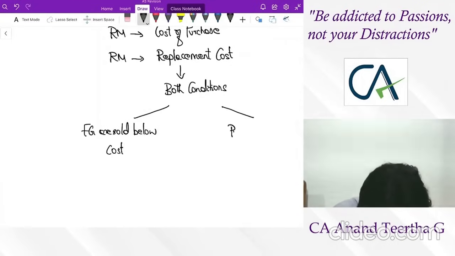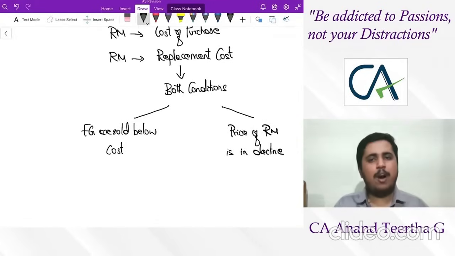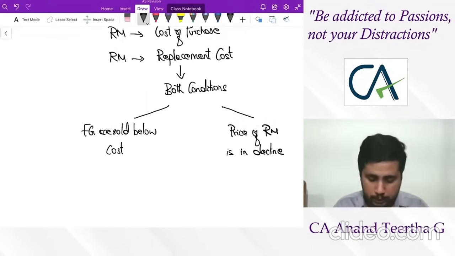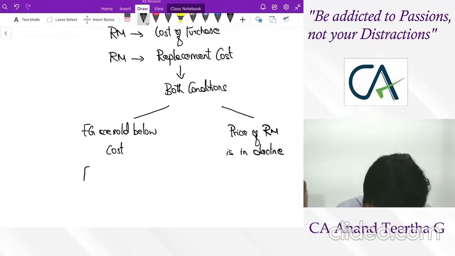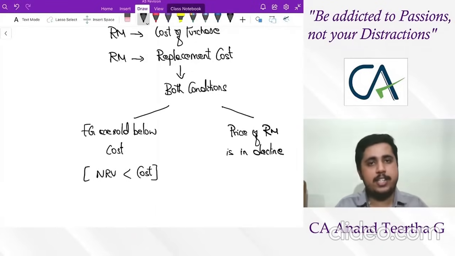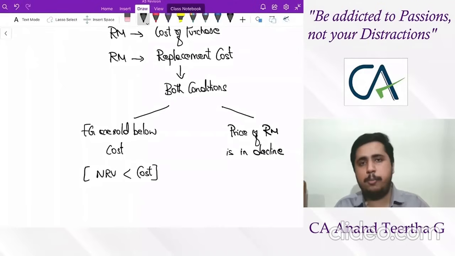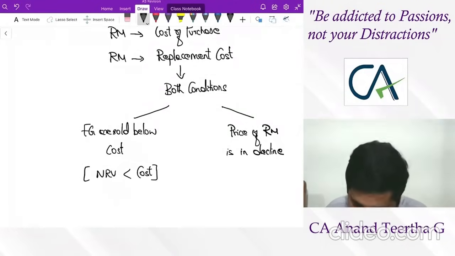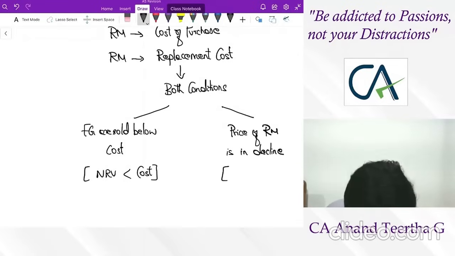Second, price of raw material is in decline. Now, how do you interpret these two lines? Finished goods are sold below cost. What does that mean? NRV is less than cost. Price of raw material is in decline, which means replacement cost is less than cost of purchase.